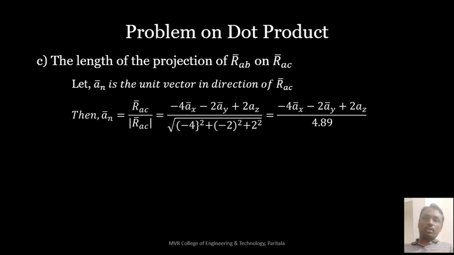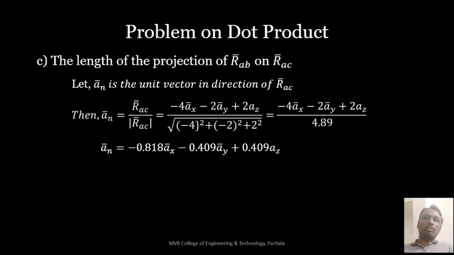RAC bar, we know, is minus 4ax bar minus 2ay bar plus 2az bar, divided by the modulus, meaning the square root of the sum of component squares: minus 4 squared plus minus 2 squared plus 2 squared. The result will give 4.89, which we already found. So AN bar is equal to minus 4 divided by 4.89, which gives 0.818, 2 divided by 4.89 gives 0.409, and the same, 2 divided by 4.89, gives 0.409. So this is the unit vector in the direction of RAC.